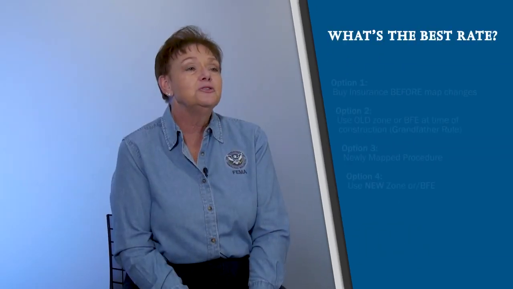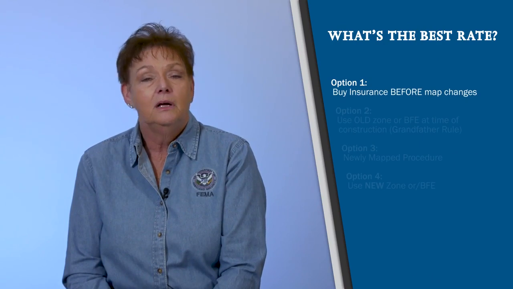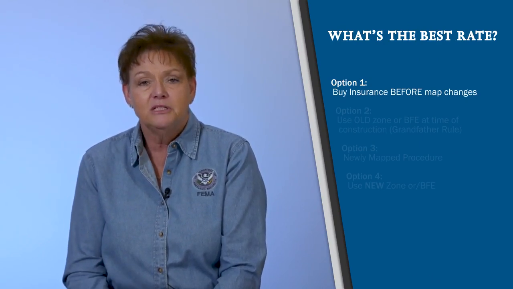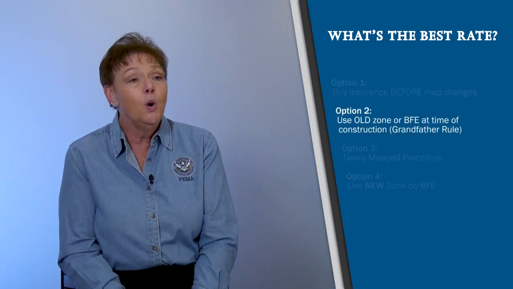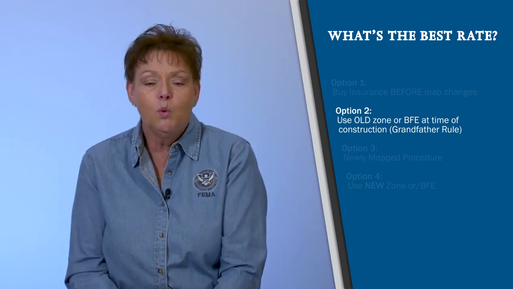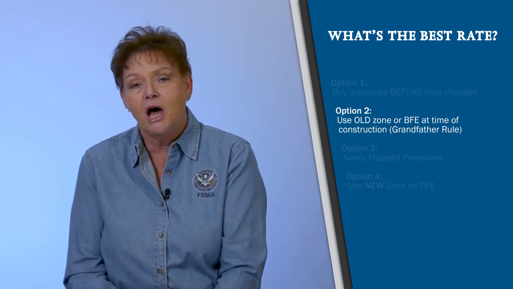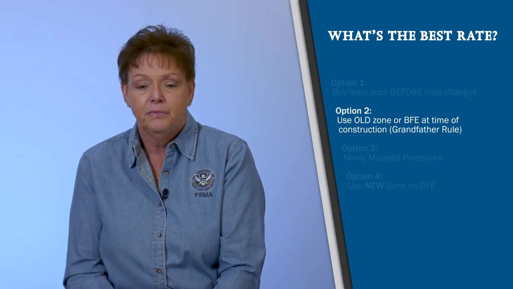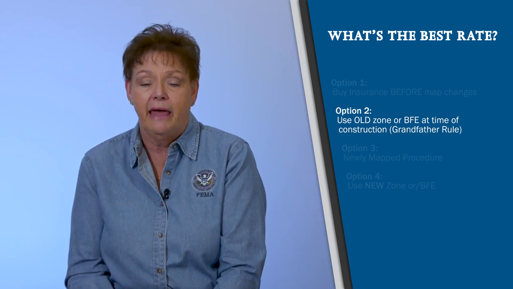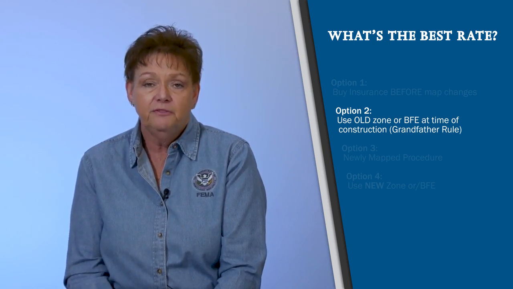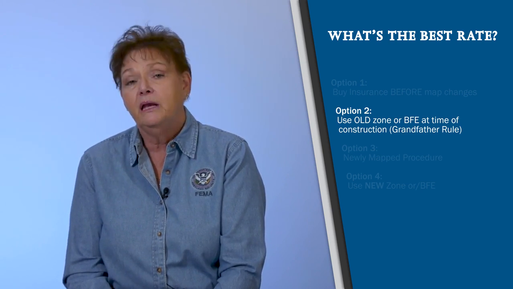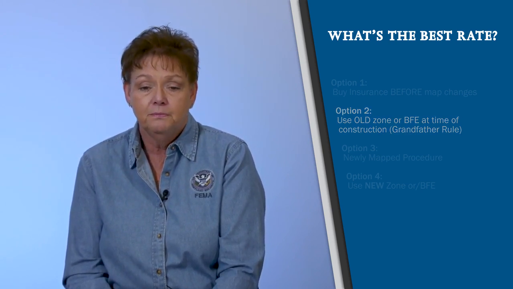So what is the best rate? Option 1, buy the insurance before the map changes. Lock in that flood zone. Start that continuous coverage. Option 2, use an old elevation certificate, the old flood zone at the time of construction. That's what we call grandfathering. Make sure coverage is continuous on that, particularly if you're a pre-FIRM structure and you're using optional elevation rating for that pre-FIRM structure.